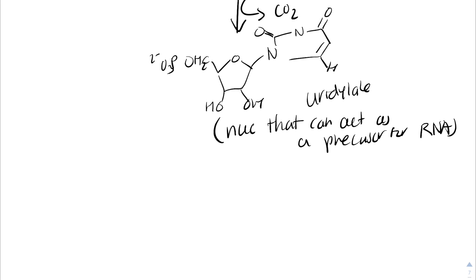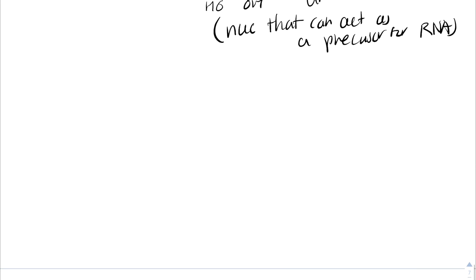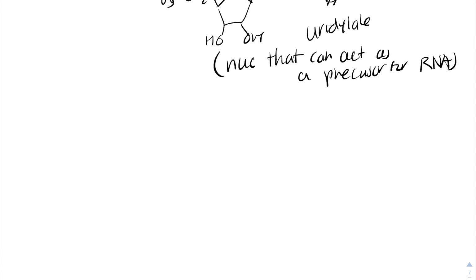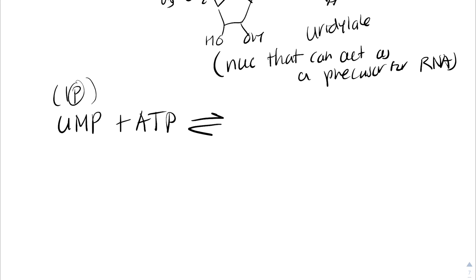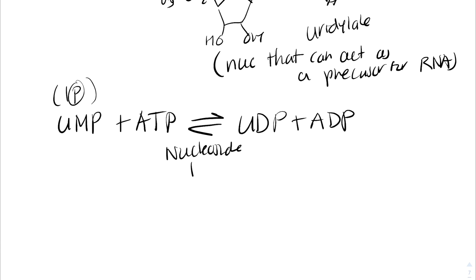Okay. And then another concept that's important for this is understanding that UMP, right? So UMP only has one phosphate. But when you add it with ATP, you form UDP because you only add one phosphate at a time, and ADP. And this is through nucleoside diphosphate kinase.